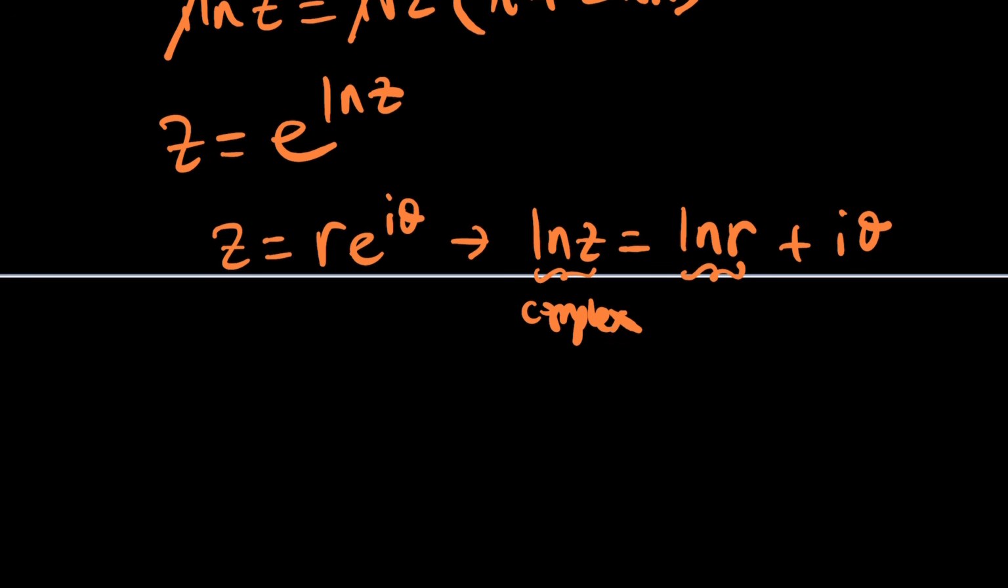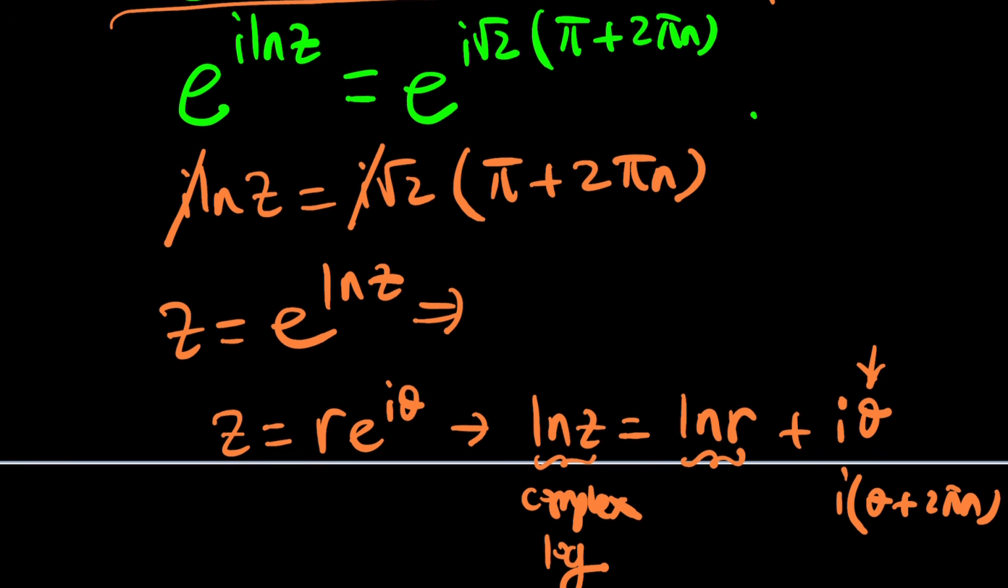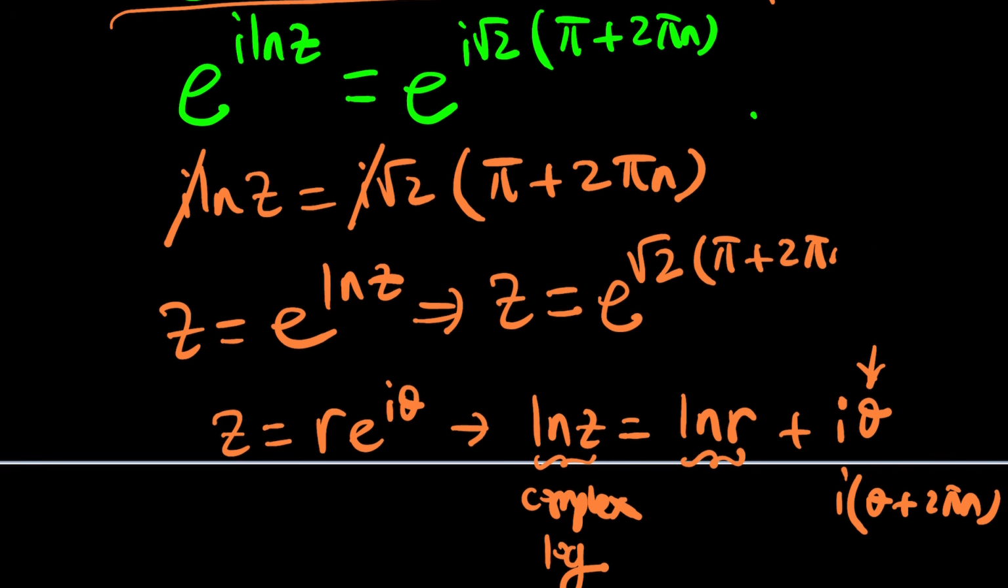Some people will just use log, but then log and ln, it's kind of confusing, don't you think? Just think of this as the complex logarithm, okay? And you'll be fine most of the time. And in this case, we are allowed to add multiples of 2 pi to it, because theta basically just represents the principal value or the principal argument, okay? Now, let's go ahead and use this formula here. z is going to be then e to the power root 2 multiplied by pi plus 2 pi n.